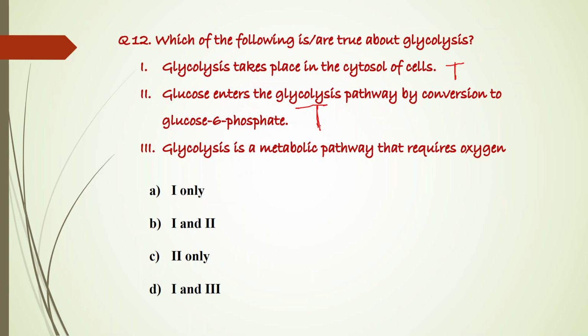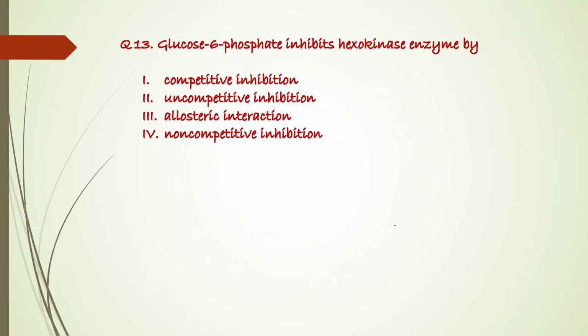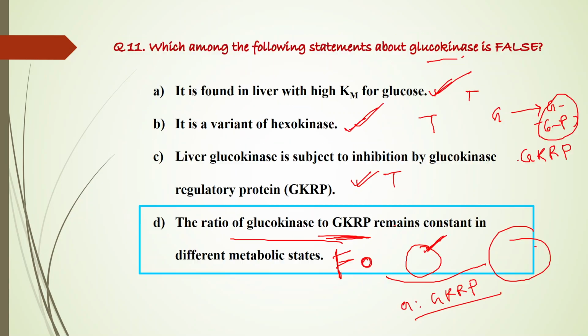And the next one is: glycolysis is a metabolic pathway that requires oxygen. Now if you see the overall process, let me go back to the cycle. I don't think I have written it here. No, it is not here.